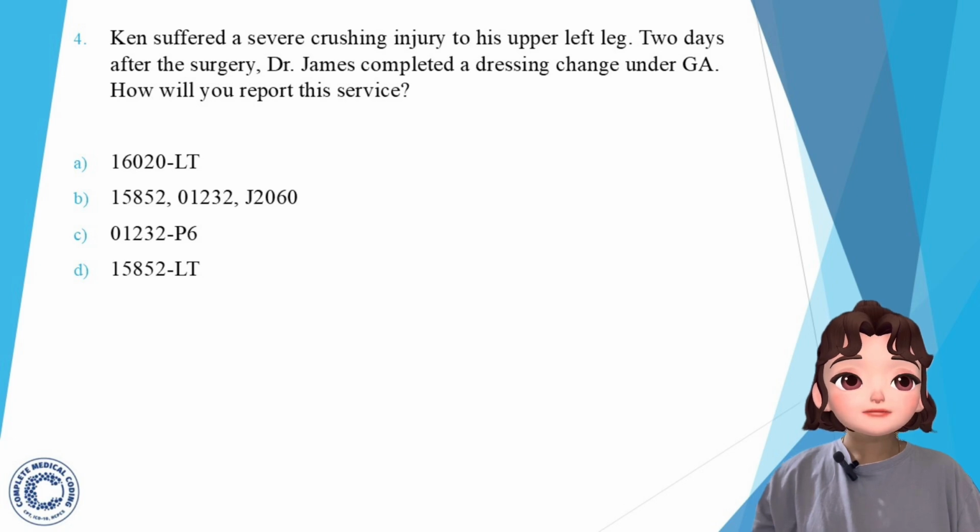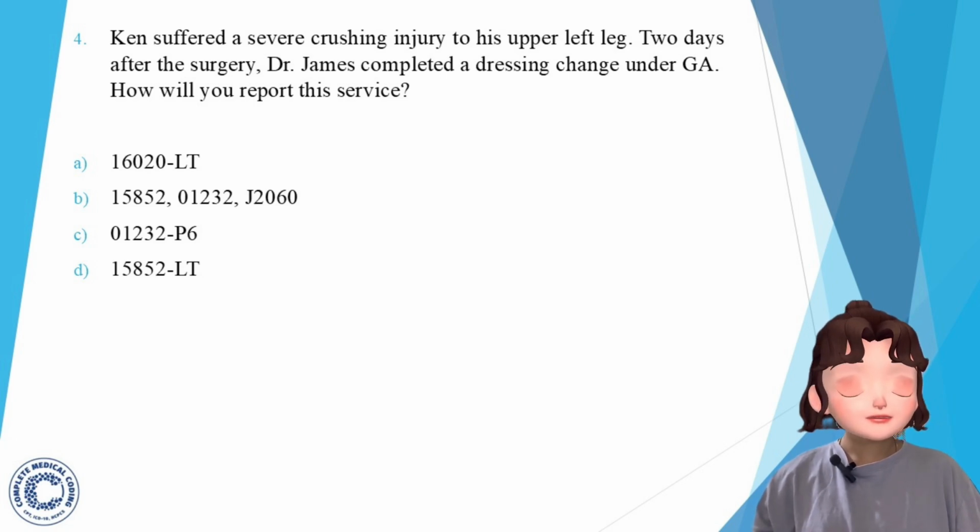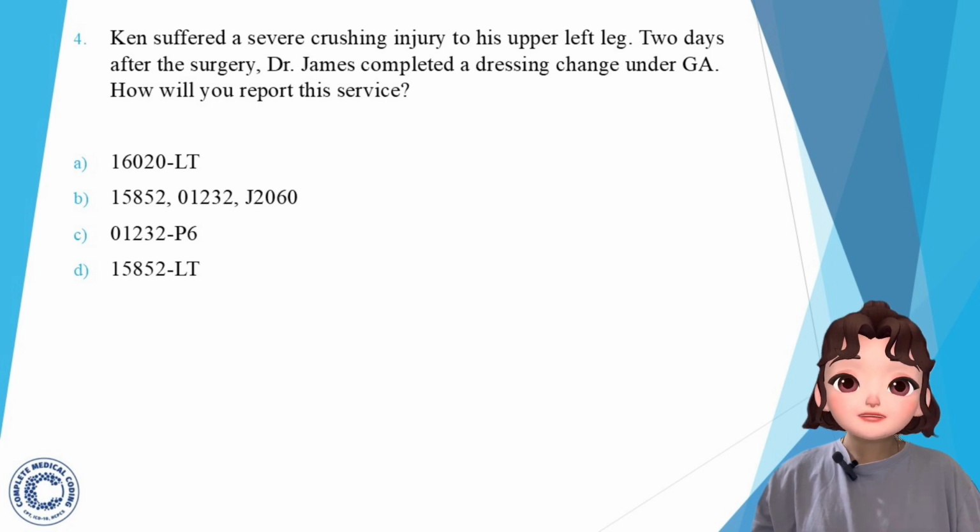What is option B? 15852. What is the code for 15852? Dressing change for other than burns under anesthesia other than local. See how it is mentioned, the description for the code 15852. Dressing change other than burns. Yes. In our question, it is not a burn. Under anesthesia other than local. Yes. In our question, it is not local, it is general anesthesia. So, you got the correct CPT code 15852, right?